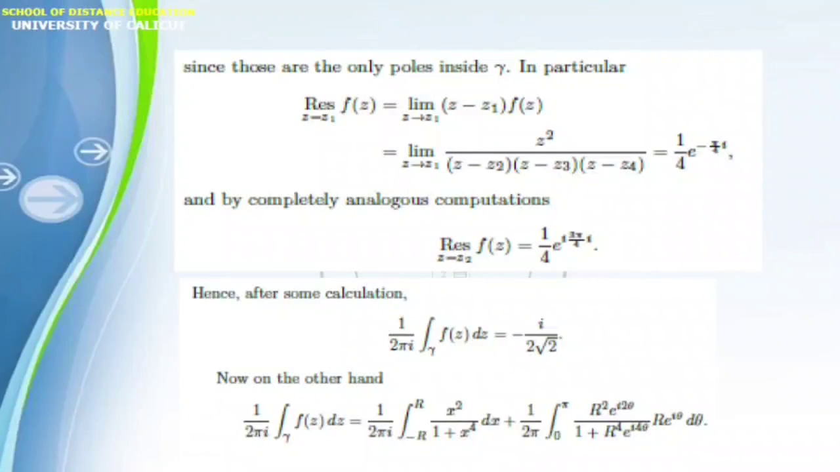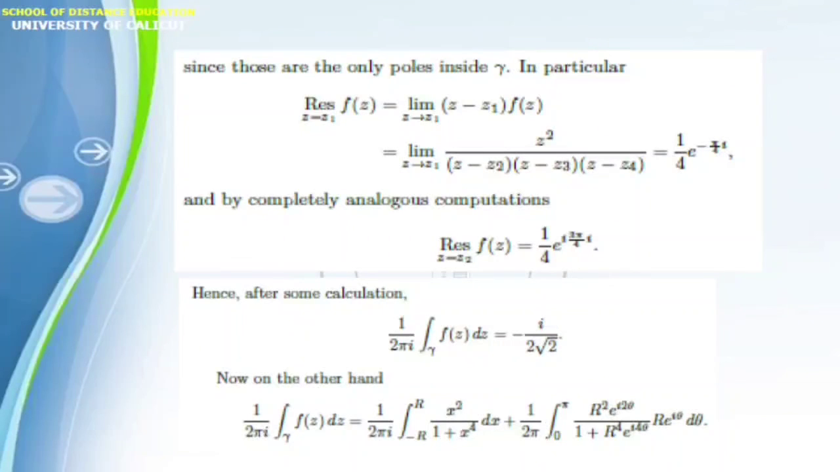Since those are the only poles inside gamma, in particular the residue at z equal to z1 of f of z is limit z minus z1 into f of z as z tends to z1, that will give you 1 by 4 e raised to minus pi by 4 i, and the residue of f of z at z equal to z2 is 1 by 4 e raised to minus 3 pi by 4 i. Now we expand e raised to i theta as cos theta plus i sin theta. So you will get the answer as 1 by 2 pi i integral over gamma f of z dz equal to minus i by 2 root 2.